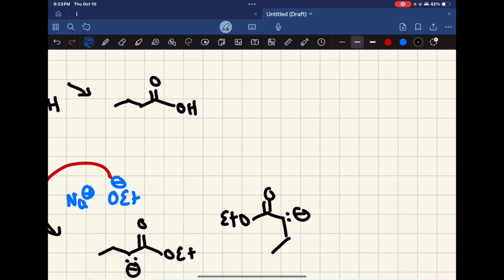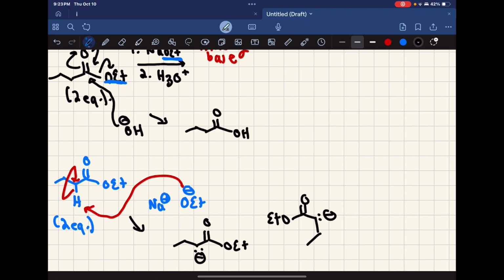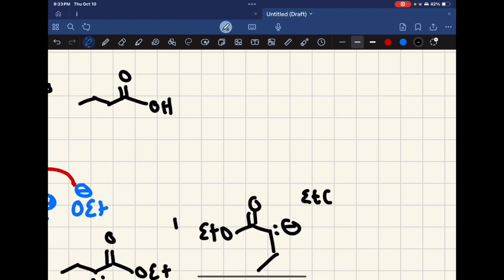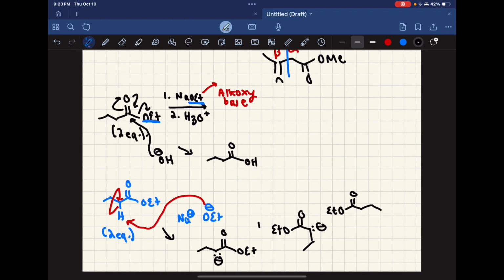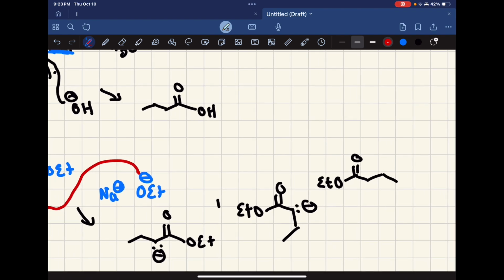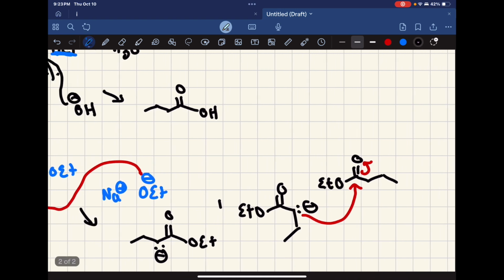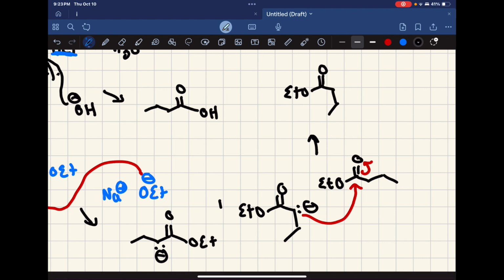Now, if I show the other equivalent of the ester nearby, EtO, I'm going to show nucleophilic addition into that ester, just like we've seen with aldol. The result is that we have a tetrahedral intermediate. I'm running out of space here, so I'll go up. The result is a structure that looks like this.